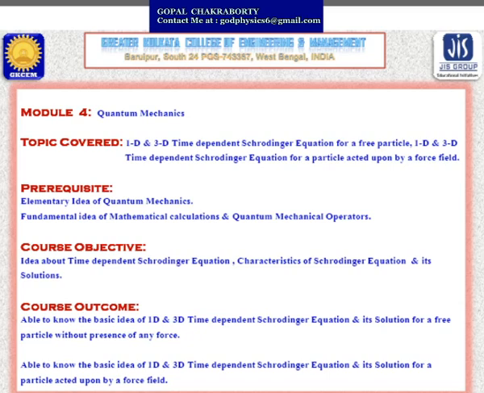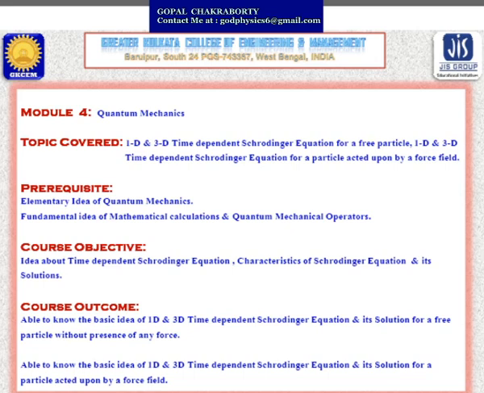The course objectives are idea about time-dependent Schrodinger equation, both for one-dimensional and three-dimensional cases, and the characteristics of Schrodinger equations and its solution. So after completion of this course, students will be able to know the basic idea of one-dimensional and three-dimensional time-dependent Schrodinger equation and its solution for a free particle without presence of any force field.